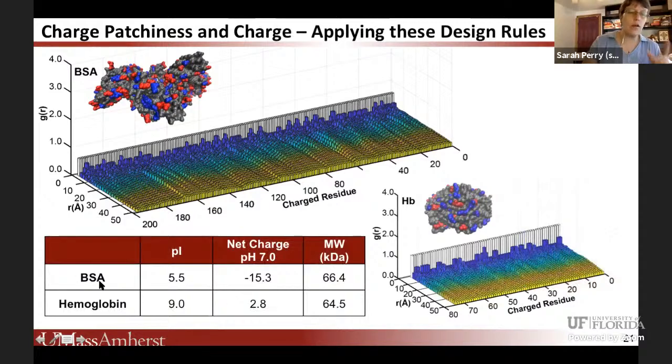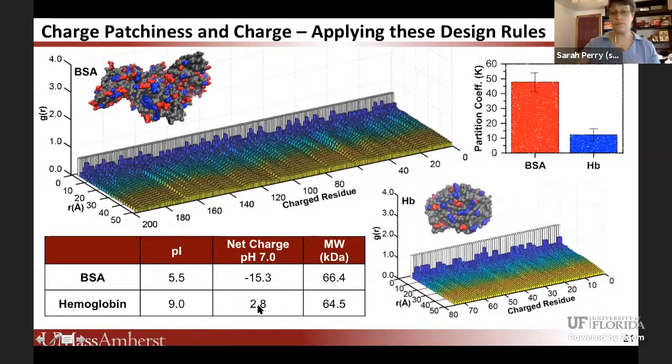So let's compare BSA with hemoglobin, right? They're about the same size. If you look at their pair correlations, they're not patchy at all, but there's a big difference in charge, right? BSA is far more charged than hemoglobin. And so we would expect that it would have better uptake. And that's exactly what we see here, right?